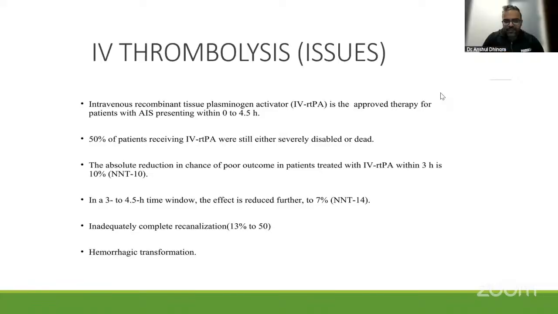So, the issues with IV thrombolysis: intravenous recombinant tissue plasminogen activator is an approved therapy for patients with AIS presenting within 0 to 4.5 hours. 50% of the patients receiving IV rtPA were still either severely disabled or dead. The absolute reduction in chance of poor outcome in patients treated with IV rtPA within 3 hours is 10%. In 3 to 4.5 hours, the effect is further reduced to 7%. There is inadequate complete recanalization, nearly 13 to 50%, and there is a chance of hemorrhagic transformation also.